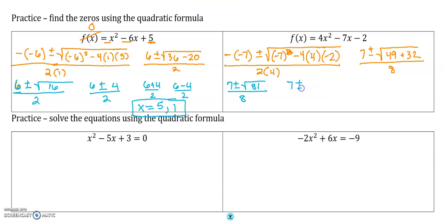There we go. Over 8. So we have 2 problems to solve: 7 plus 9 over 8, and 7 minus 9 over 8. 7 plus 9 is 16. 16 divided by 8 is 2. 7 minus 9 is negative 2. Negative 2 over 8 you can simplify to be negative 1/4. So you might end up with a fraction as an answer.